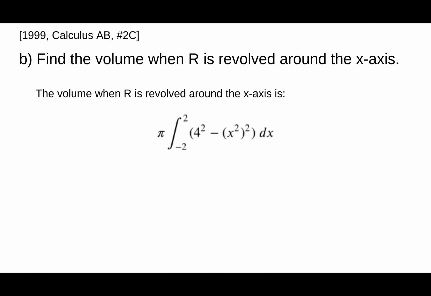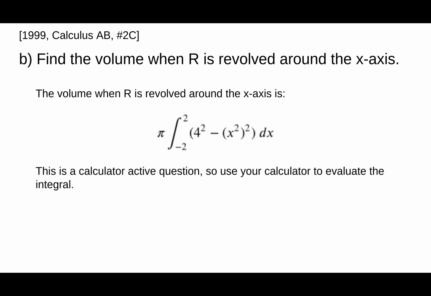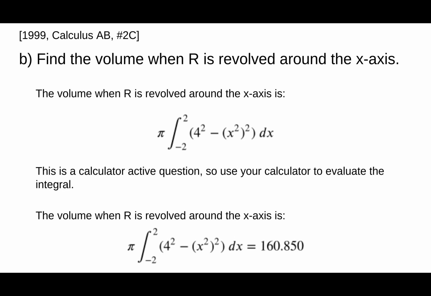And basically we're just taking the area of two circles and subtracting them as we integrate. So our integral is pi times the integral from -2 to +2 of 4 squared minus x squared squared dx. It's a calculator active question. I like doing it by hand, not that much. So if we plug this into our calculator, we find that the volume of that solid of revolution is about 160.850.